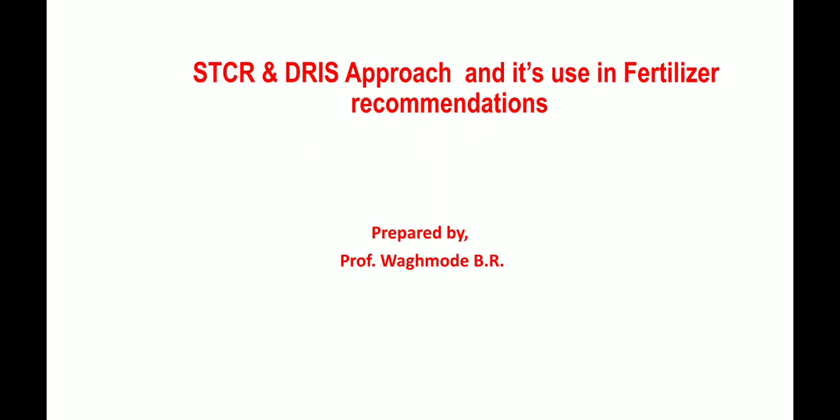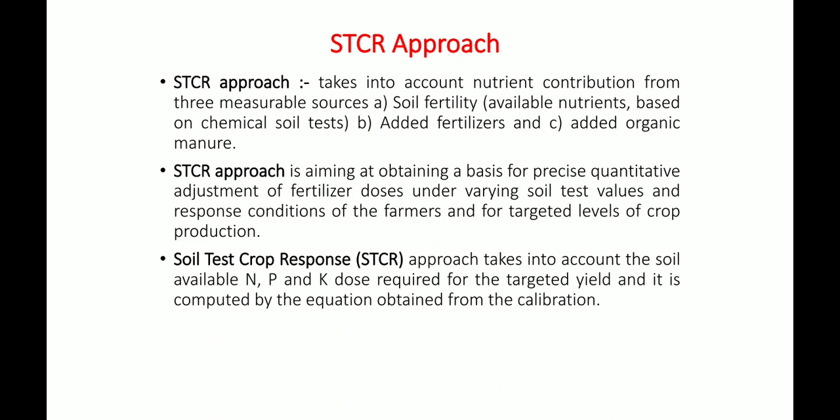First of all, let us see what the STCR approach is. The STCR approach takes into account the nutrient contribution from three measurable sources, that is soil fertility, added fertilizers, and added organic manures. As we know, fertilizers can contribute to the nutrient availability or the nutrient balance in the soil.